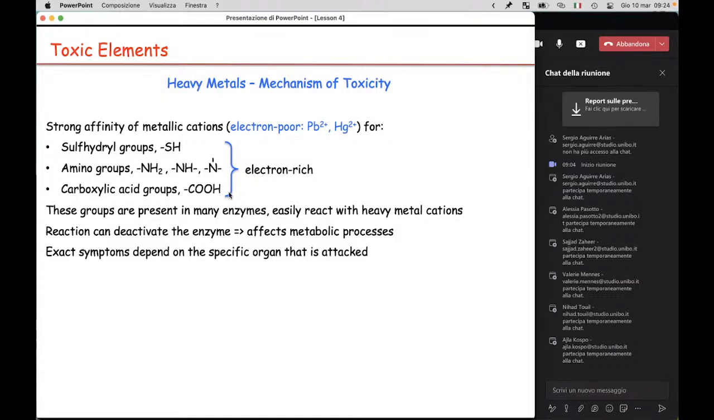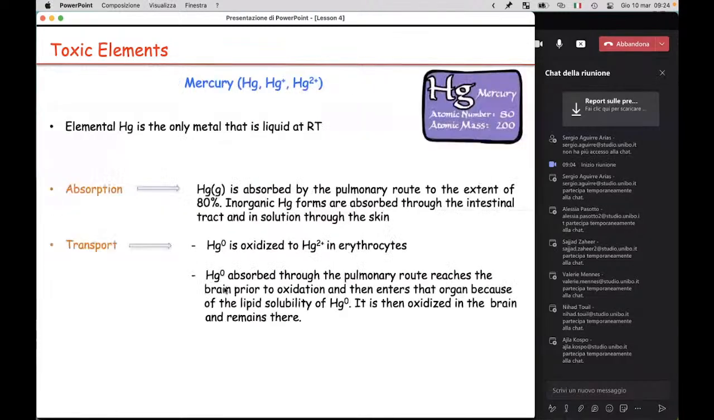And then the single elements, the most important single elements of heavy metals, starting from chromium and mercury. You've seen some examples of mercury toxicity. Lead, also with some information on heavy metal detoxification, the so-called chelation therapy.